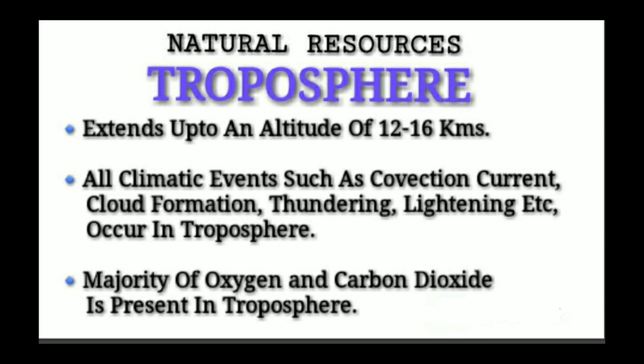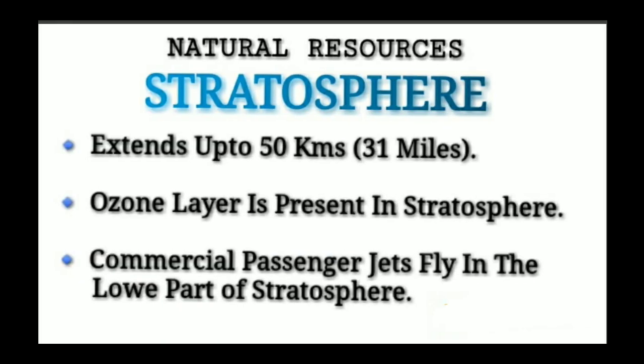Troposphere. The troposphere is the lowest layer of our atmosphere, starting from the ground level. It extends up to an altitude of about 12 to 16 kilometers. This is the layer where we live, and all the climatic events such as cloud formation, thundering, lightning, etc., occur in this layer of the atmosphere. The majority of the oxygen and carbon dioxide gases of the atmosphere, which are essential for the existence of life, are present in the troposphere.